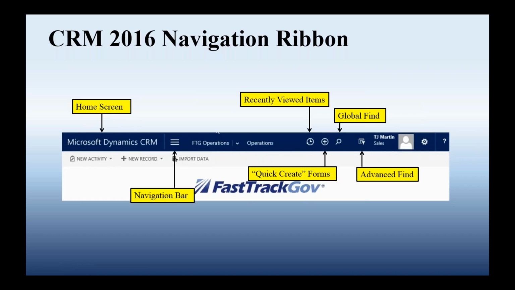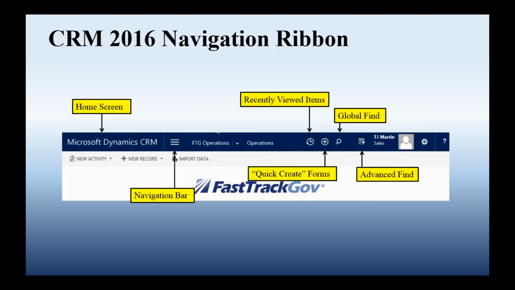Right here, the next little yellow area is the navigation bar. So this three little line ellipse, or whatever you want to call it, allows you to navigate between modules. So I could go between the operations module and another module if I wanted to. The little clock that you see right here is your recently viewed items. So if you find yourself navigating back and forth between applications throughout the day, you can click on this little icon and find items that you've recently viewed or worked on.